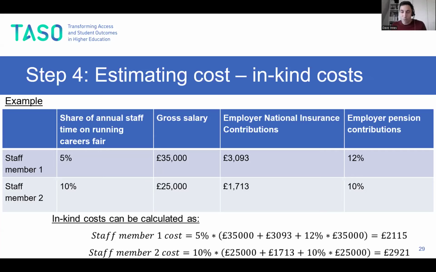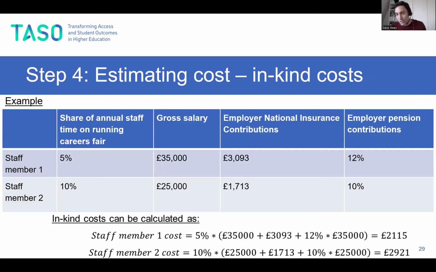And the reason it's important to include those is because including them gives the total cost of that input, rather than just looking at their salary cost, which doesn't reflect the total employer cost of that member of staff. And as we can see at the bottom, we can use what's in the table to then estimate what those in-kind costs for the 2 members of staff have been.